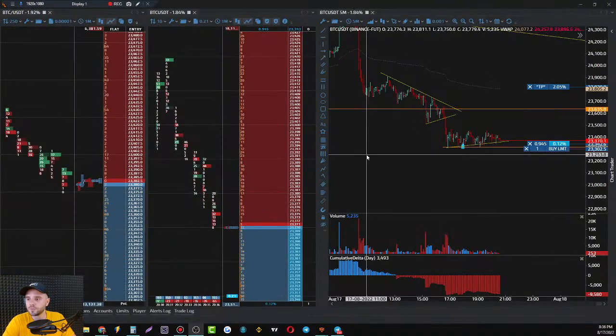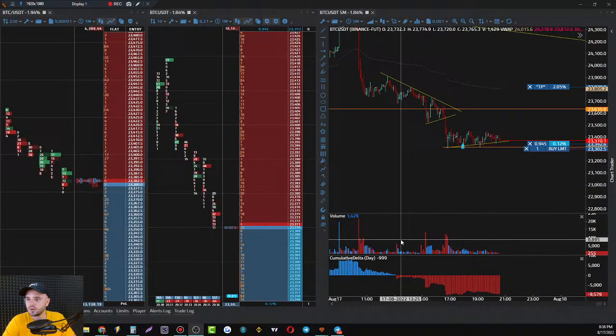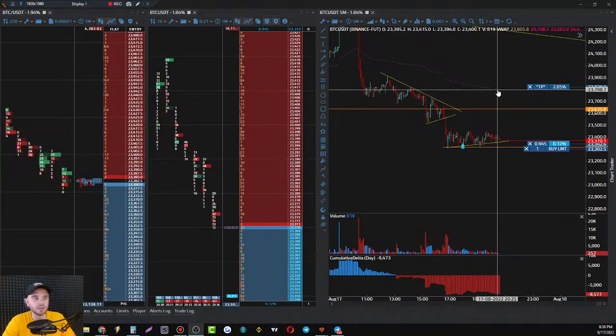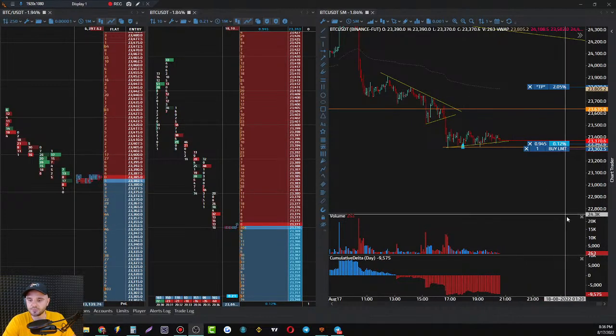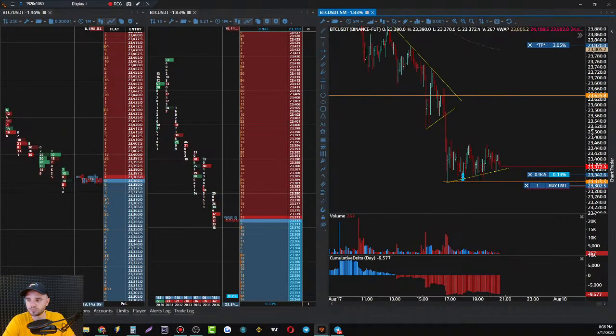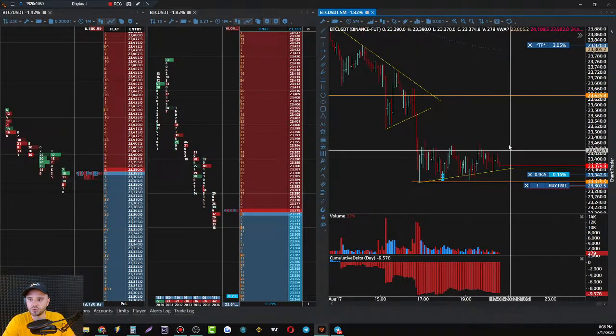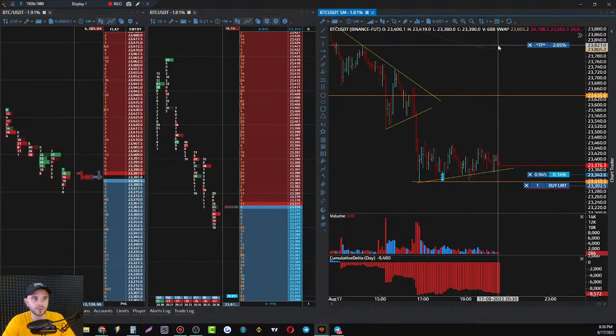Because it is nearly VWAP. We set a take profit nearly VWAP. That's it. That was the reason. Because I think price is going to retest VWAP.